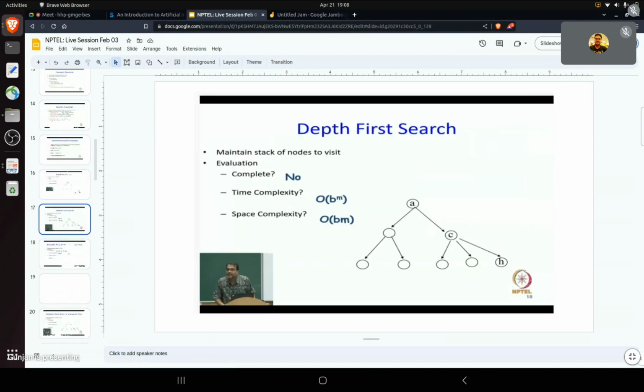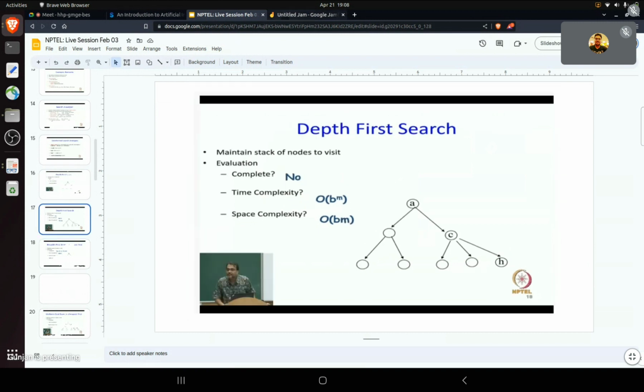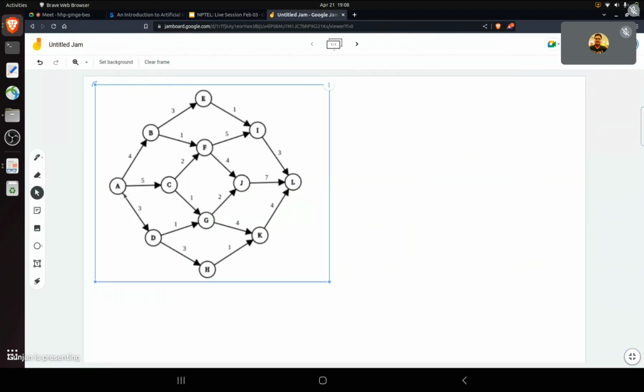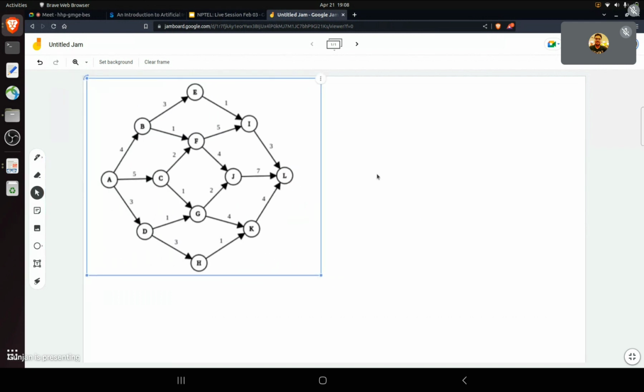If you want an example of DFS, okay, I'll just solve it. Let's say you want to solve an example using BFS. Let's say you want to go from A to L.